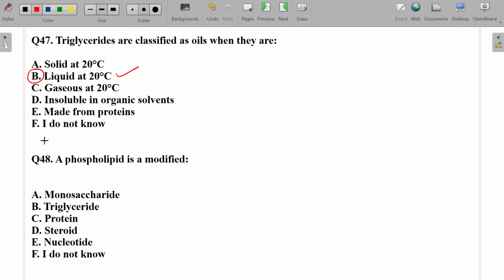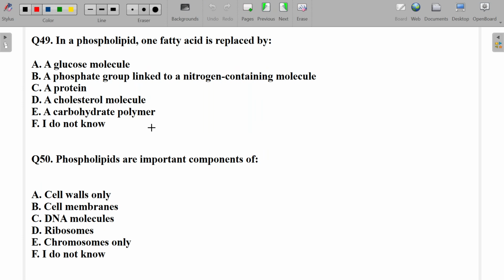Wonderful. So question 48. A phospholipid is a modified: A. Monosaccharide, B. Triglyceride, C. Protein, D. Steroid, E. Nucleotide, F. I do not know. B. Yes, it's a modified triglyceride. When it has 3 fatty acids, one of them is going to be replaced by a phosphate. There's a phosphate added to one. As a result, it becomes the phospholipid.